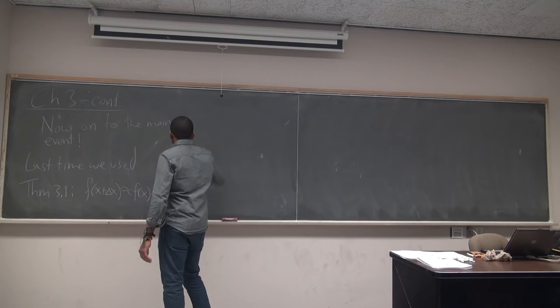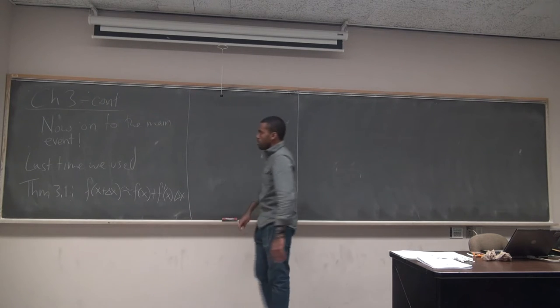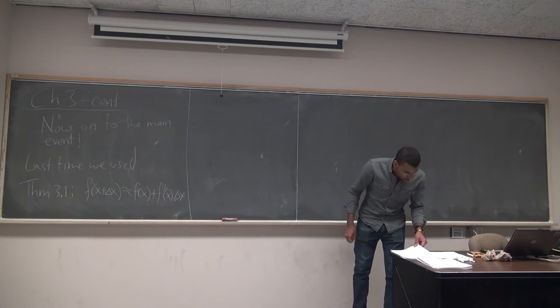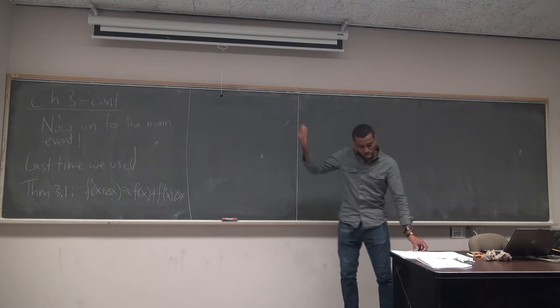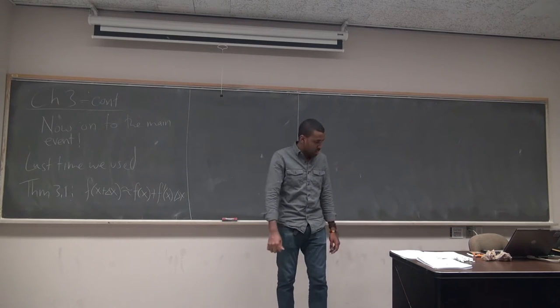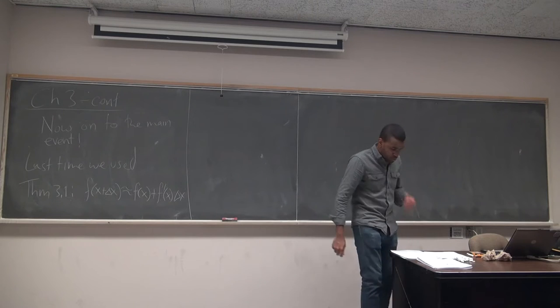Times delta x, right? And we use that to approximate some values of certain roots. We approximated the radical of 25.1, the radical of 25.0, and the cube root of 7.9.